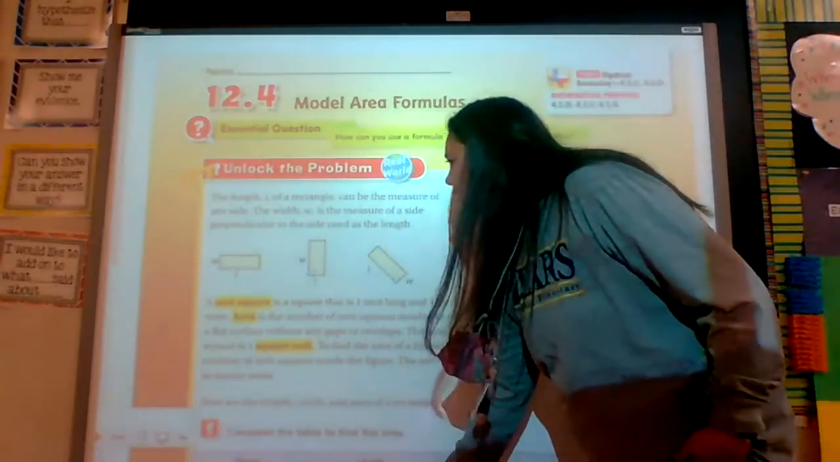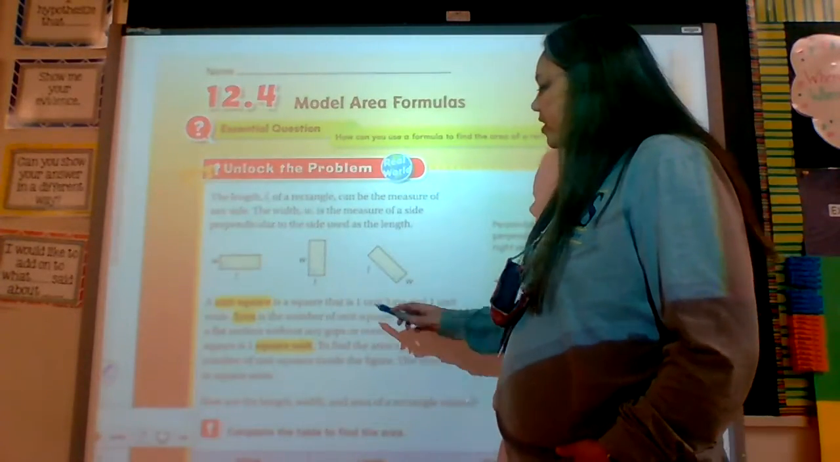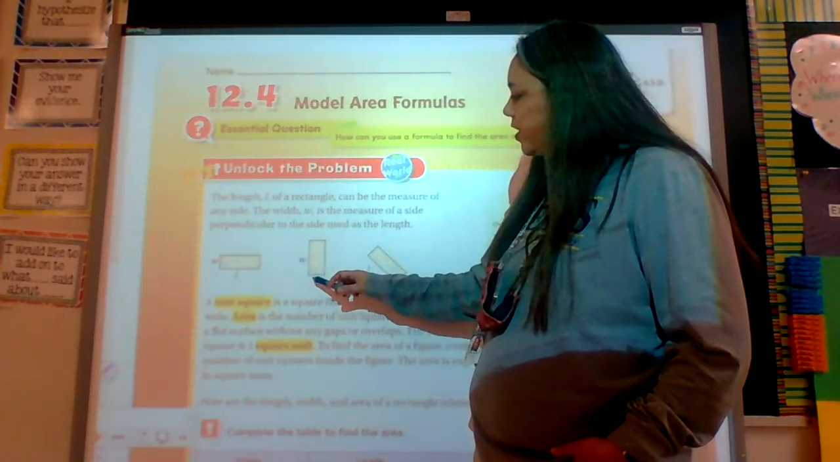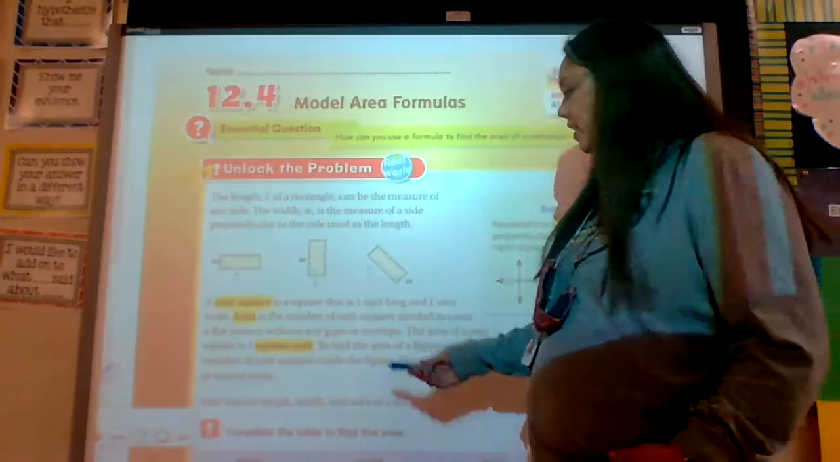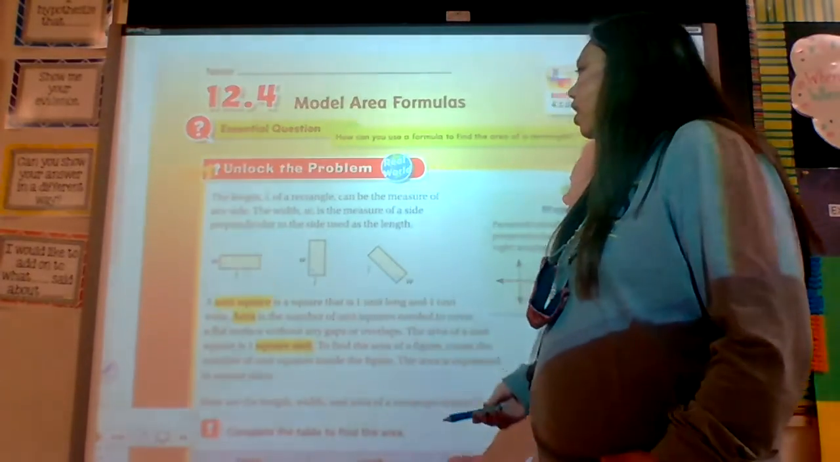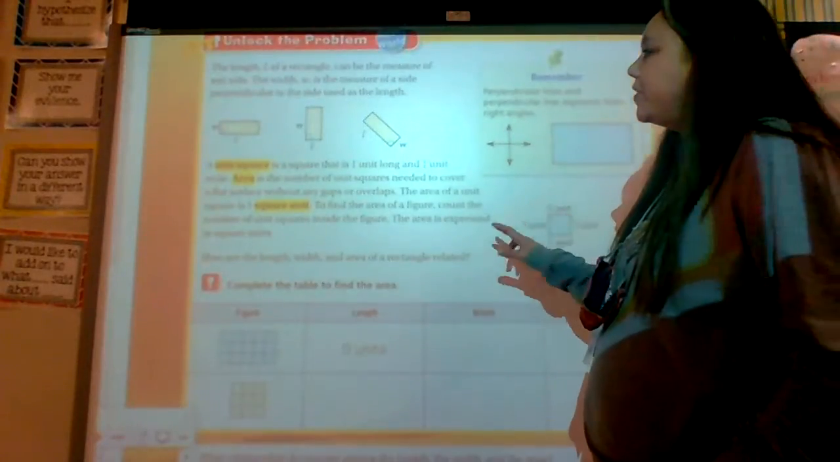So basically they're just telling you, adjacent means next to, okay? So this is the length and this is the width, and if it's a rectangle, we know the angles all make 90 degrees, and that's why they're perpendicular. We talked about this in our last video.